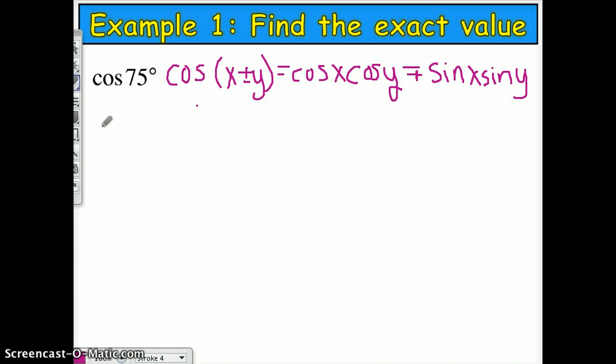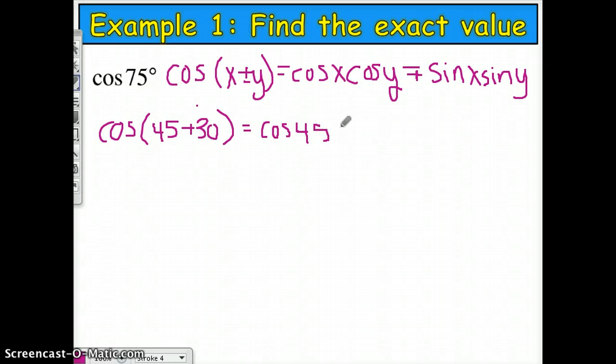So I'm going to use this sum formula and find the cosine of 45 plus 30 instead of finding the cosine of 75. It's actually the same thing. So by plugging in the angle measures into the formula, that's going to leave me with cosine 45, cosine 30, minus, because it's the flipped one, so it means if you use plus here, use the opposite here, sine 45, sine 30.